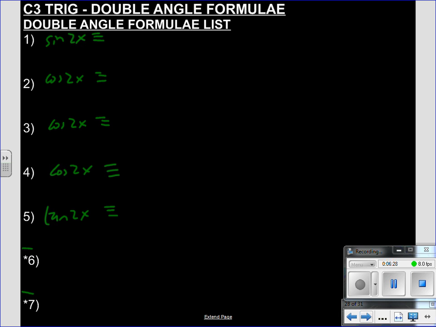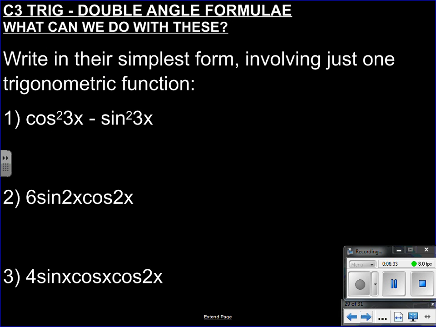So I want you to write these down from memory, write them out a few times, put in the effort early, and it will pay off, okay? It'll make you way more fluid with the maths. Okay, now, why are these useful?